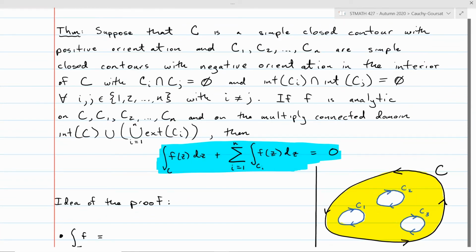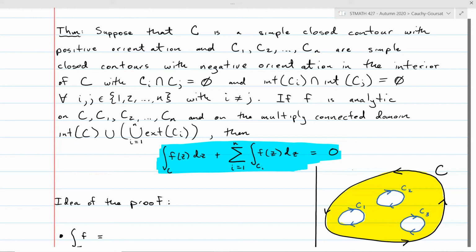I'm going to point to the picture in the lower right as I read what this theorem says. Suppose you've got a simple closed contour with positive orientation. That's that outer curve C containing that yellow region. And then inside of C, you've got a number of simple closed contours with negative orientation.